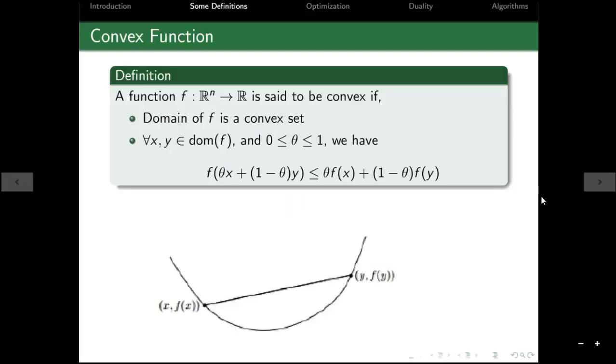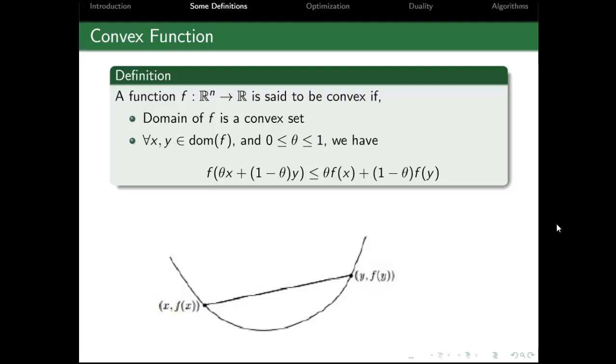Let us look at the definition of a convex function. A function f is said to be convex if the domain is a convex set and if for all x, y which belong to the domain of f, the value of the convex combination of these 2 points is less than or equal to the convex combination of the values at these individual points.